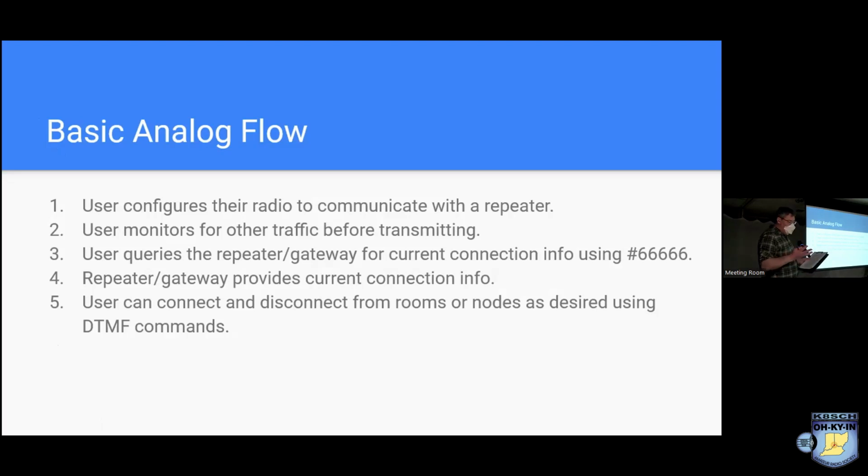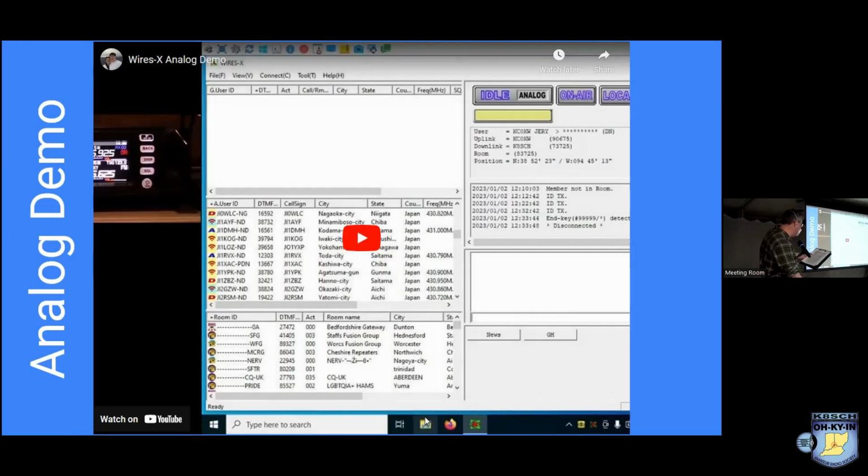So basic analog flow is similar to digital. We're going to configure the radio to communicate with the repeater, monitor for other traffic, and then we can query the repeater or gateway for the current connection using that pound 66666 command. And then it'll give us the connection information, and then we can disconnect it, connect it to different things like that. And again, this is from any analog radio. So let's watch a demonstration of this, and I'll again try to narrate it. This video is a little different. So I got this split screened. So you're going to see my FTM-300 on the left-hand side, and you're going to be able to see the 625 software doing its thing on the right as it happens.